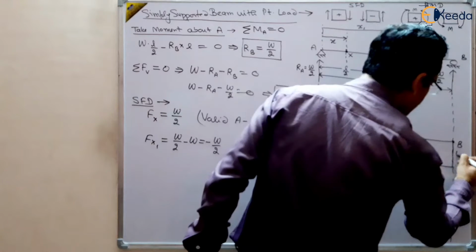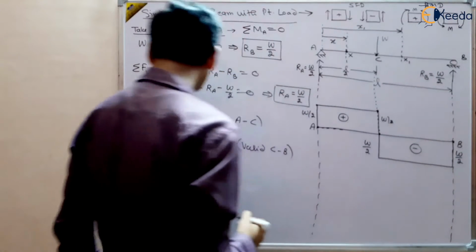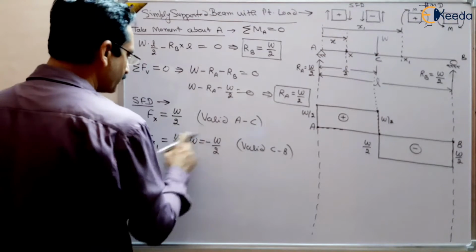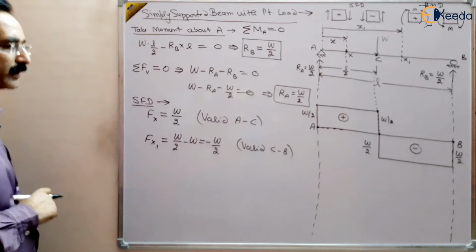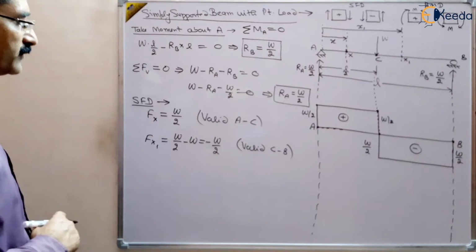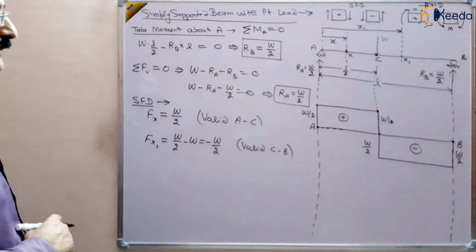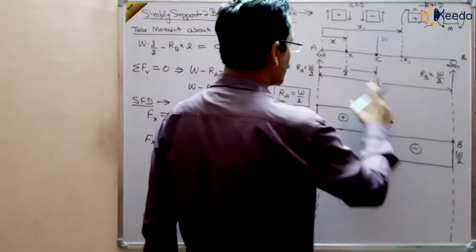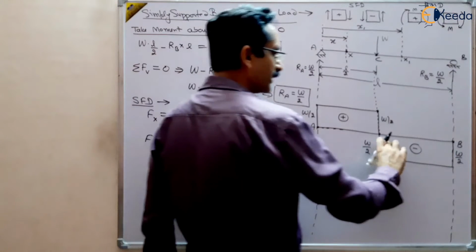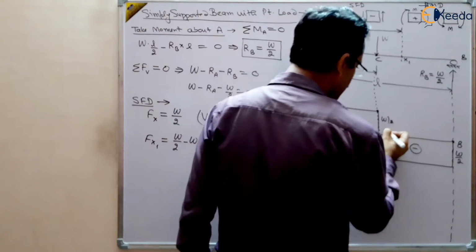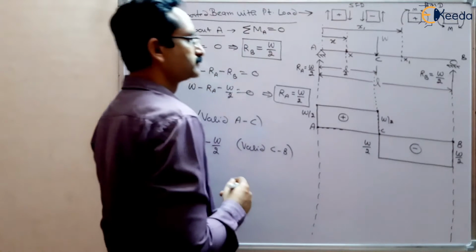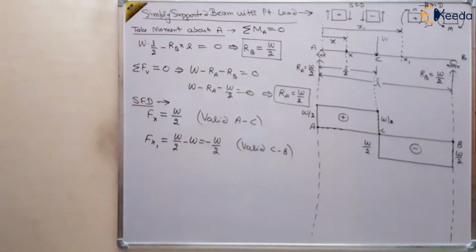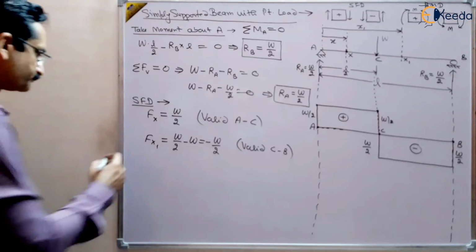And at B, this is W by 2, right? So by this you can find out the shear force diagram. So the shear force diagram is W by 2 from A to C and minus W by 2 from C to B, and this is our point C. So this is the shear force diagram. Now bending moment diagram.